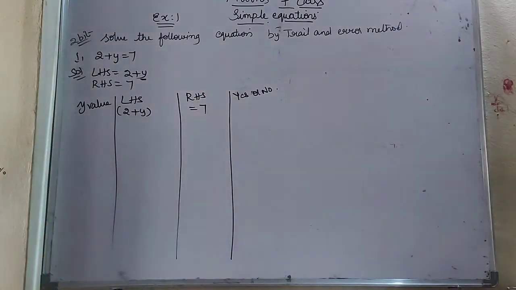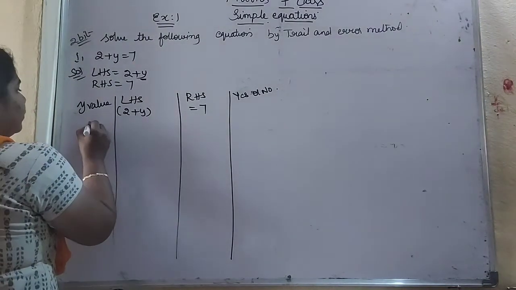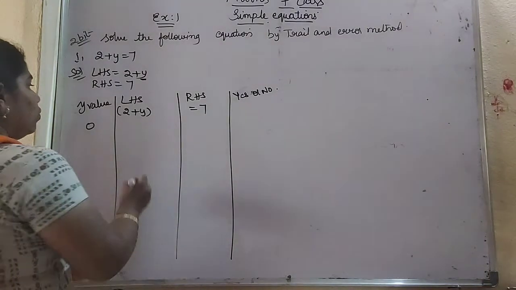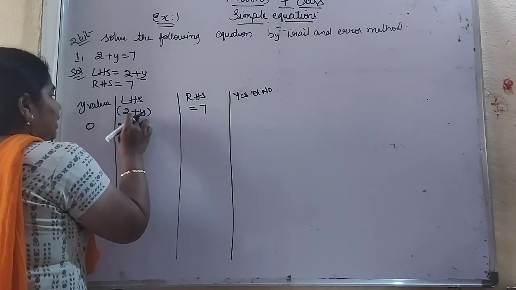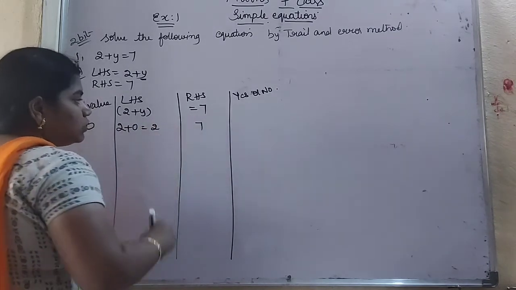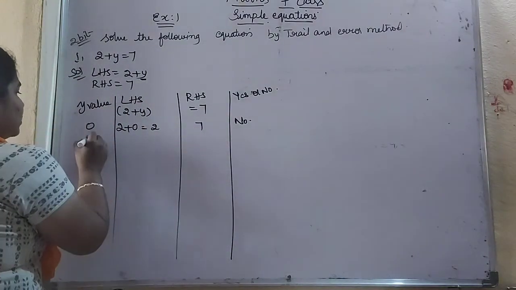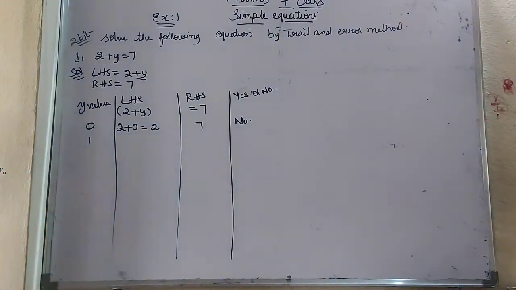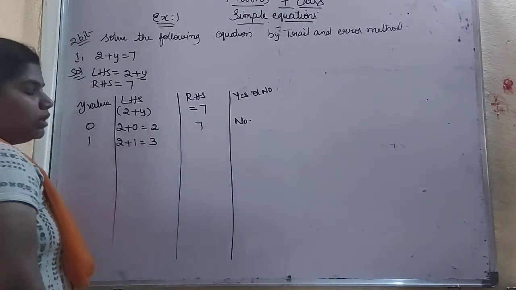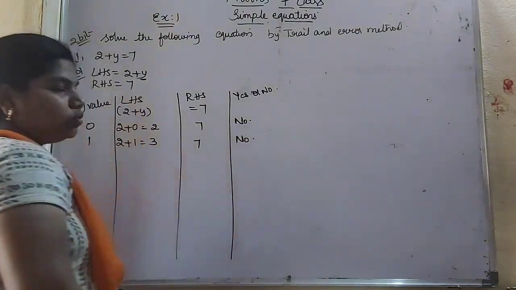Okay, so we start from the first number, which we write as 0. In place of y you substitute 0. That is 2 plus 0, which equals 2. 2 is not equal to 7, so you write no. Next I substitute 1 in place of y. That is 2 plus 1, which equals 3. 3 is not equal to 7, so here you write no.